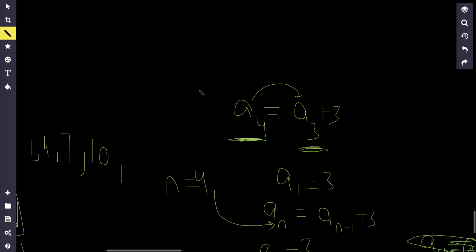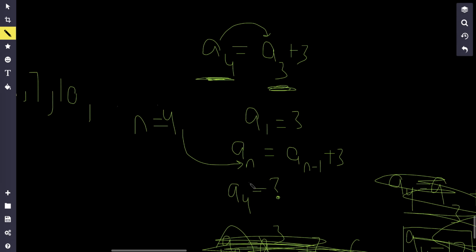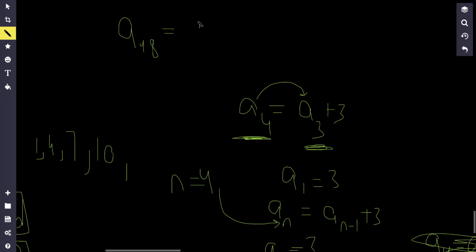So if I wanted to find out, let's say, a sub 48 for this sequence, well, this is going to be equal to a sub 48 minus 1, which is 47, and then plus 3. So if I wanted to get a term, I would need to know the term before it. If I wanted to find the 48th term, I would need the 47th term. If I wanted to find out the 4th term, I would need the 3rd term.